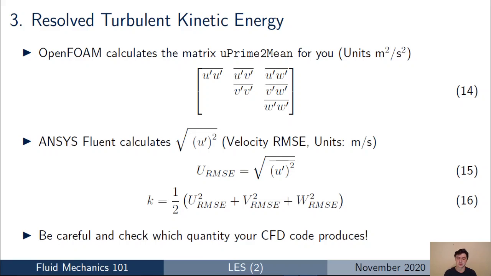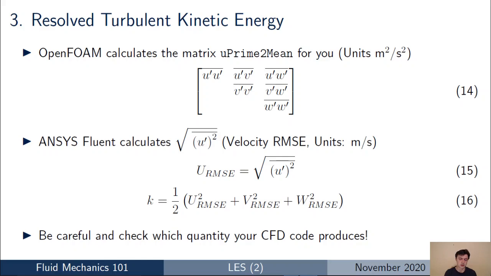And you'll also notice that this field has the units of meters squared per second squared, which of course is consistent with velocity squared. So if you open up that U prime to mean file, you should now have a good understanding for what OpenFOAM's actually calculated and produced for you.